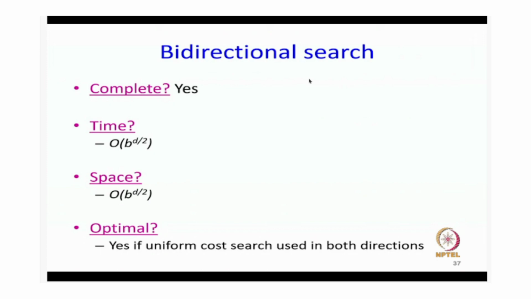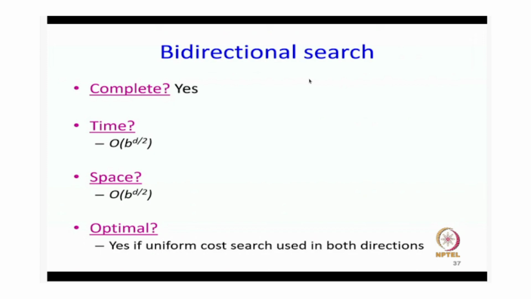What is the time complexity? If you see, it becomes d by 2. Initially it was d, but it becomes d by 2 because both-way exploration is happening in parallel. So its time complexity is reduced, and the space as well. Here d is the depth where you can find the optimal solution. So it's d by 2. It becomes half: initially it used to be order of b to the power d, but here it becomes d by 2 because we are doing both-way search.